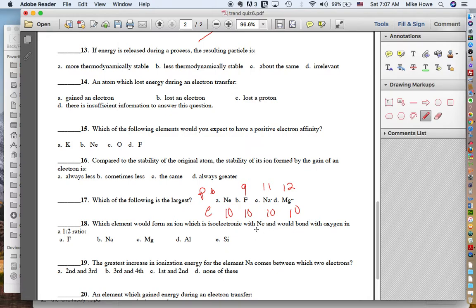Okay, notice this says isoelectronic with neon and bonds with oxygen in a 1:2 ratio. So it's going to be XO2, like that. Then each oxygen gains how many electrons?